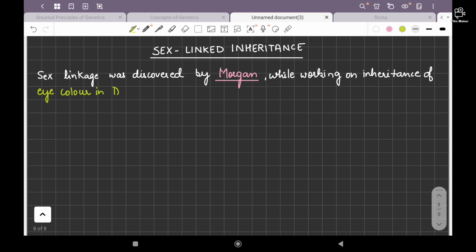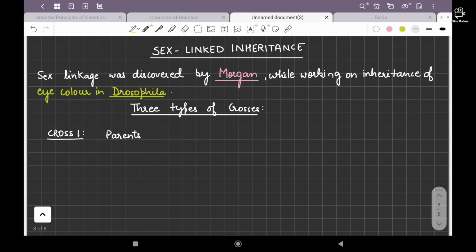He was actually working on the inheritance of eye color in Drosophila melanogaster, which is the fruit fly. They performed three different types of crosses and came to a conclusion. Let's see the type of crosses they performed.